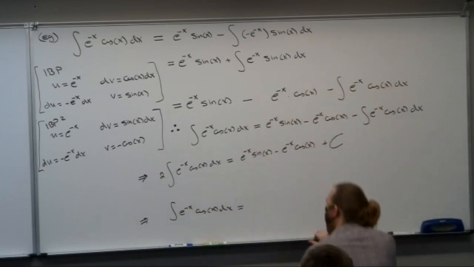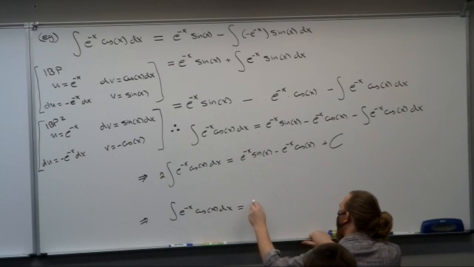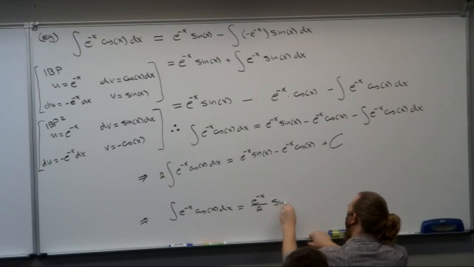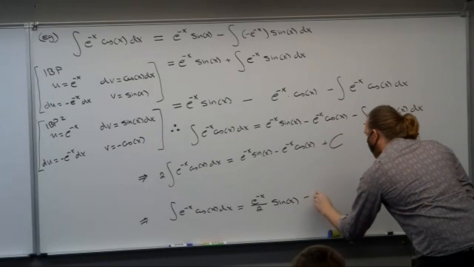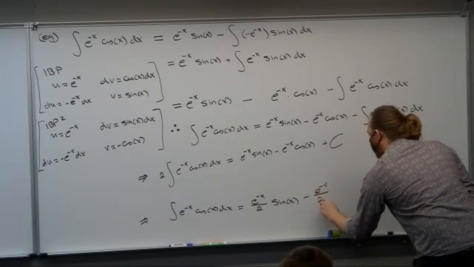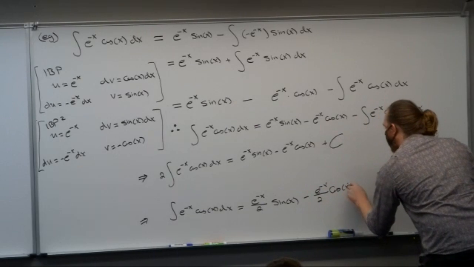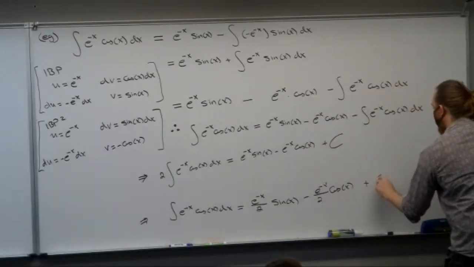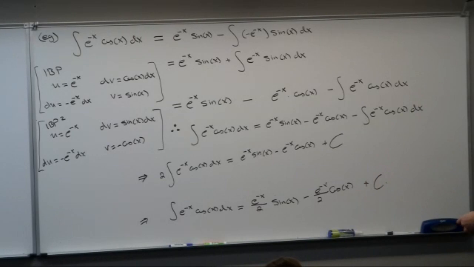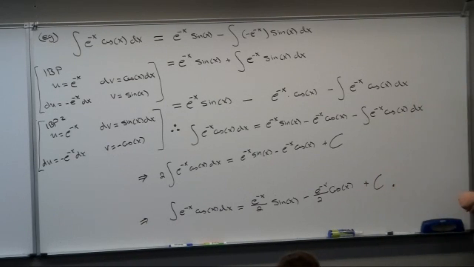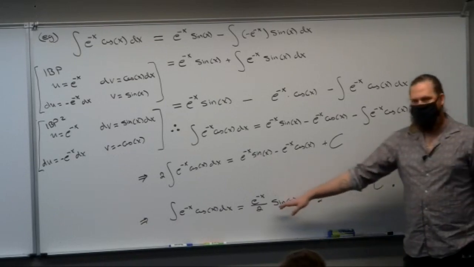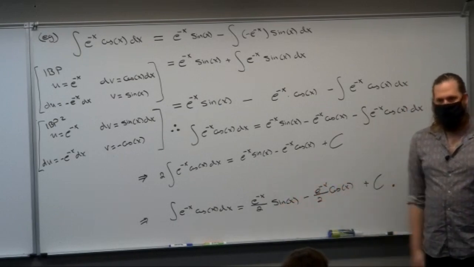e to the negative x sine x, all that says, e to the negative x over 2, and x. This is x, capital C over 2 is still this capital C, right? Arbitrary constant is arbitrary. That's it. And you can verify by differentiating this that you do get e to the negative x times cos x.